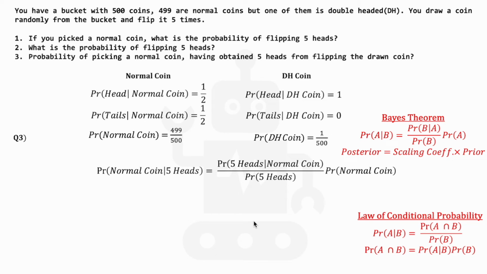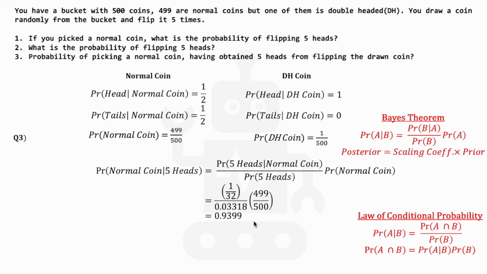So using Bayes Theorem, we can break this down into the probability of getting a normal coin, our prior, multiplied by this scaling coefficient, right, this fraction. So it's the probability of getting 5 hits given that we have a normal coin, normalized by the probability of getting 5 hits in general. And these 3 terms we have already calculated from either the question itself, based on the description, or from parts 1 and 2 above. So just plugging in the values, we will see that the answer for part 3 is 0.9399. Great, you've answered the question.